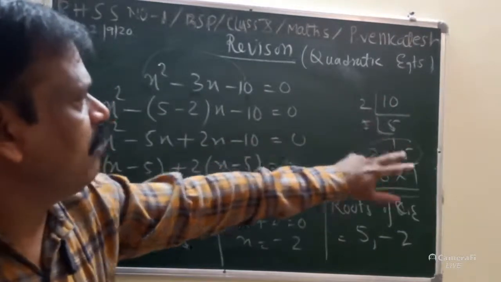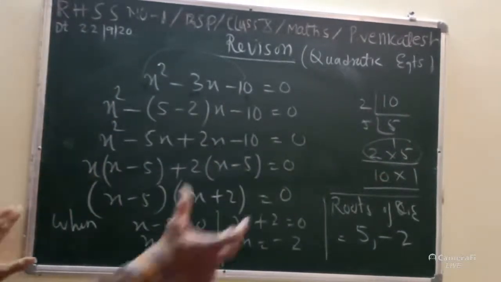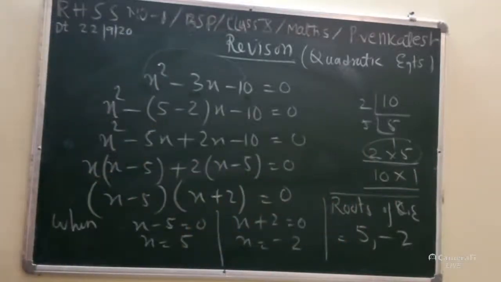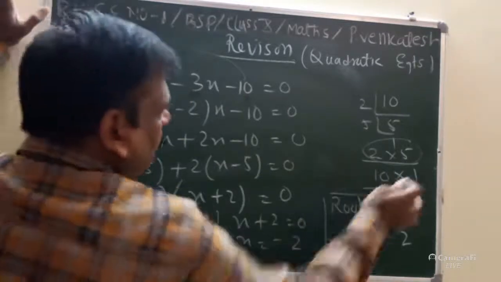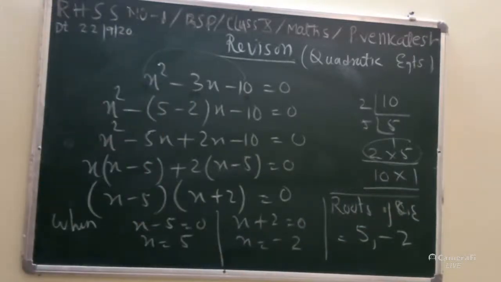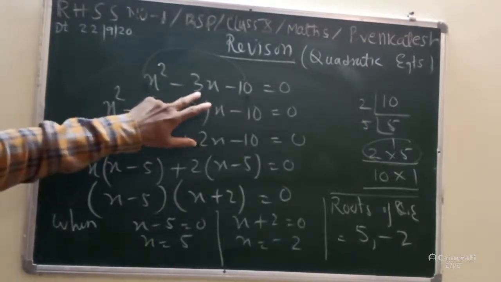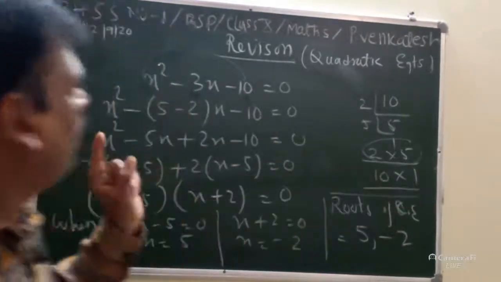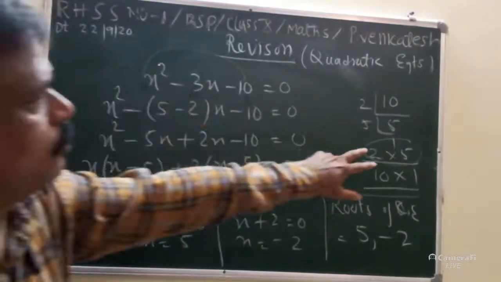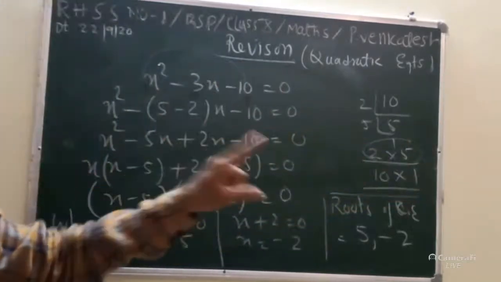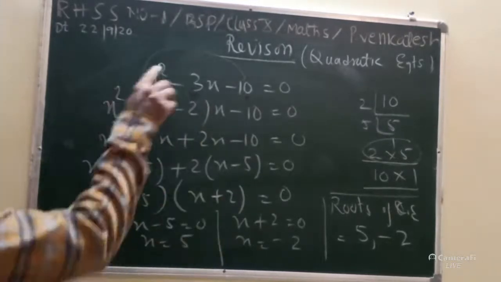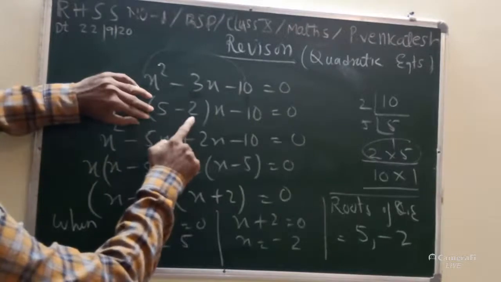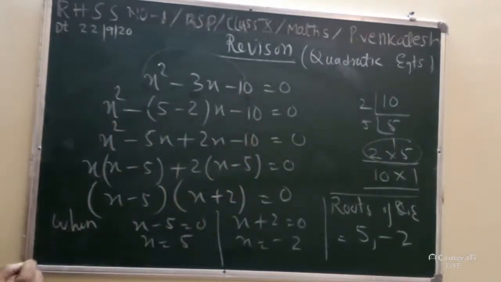2 ones are 2, 5 twos are 10. Okay. Now we have to see which numbers we have to take, so that by adding or subtracting you will get the middle term. See, if you take 10, 10 ones are 10. 10 plus 1 is 11. Here it is minus 3. 10 minus 1 is 9; had it been 9 here, then we would have taken this number. Now it is 3, so we will take this number: 2 plus 5 is 7, 5 minus 2 is 3. So we have to get 3 here, so we will take 5 and 2. x square minus, then 5 minus 2 into x minus 10 equal to 0.